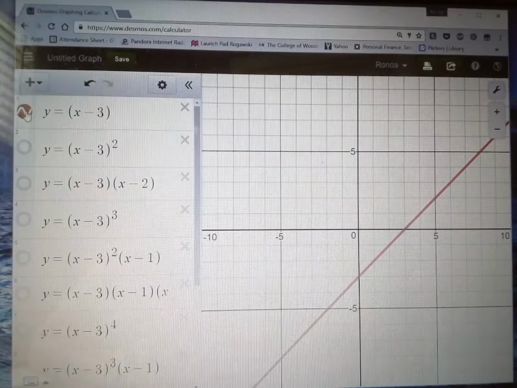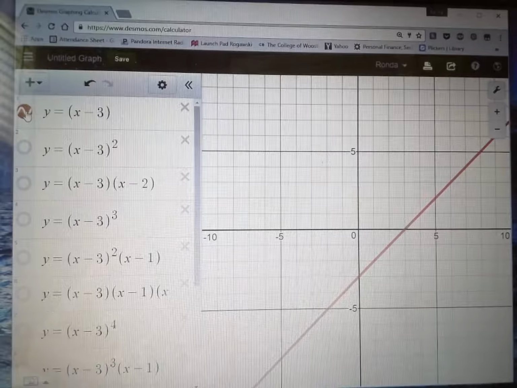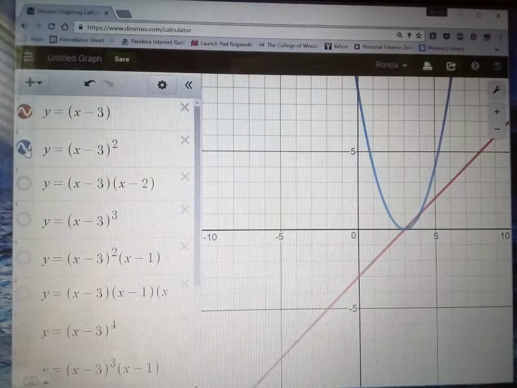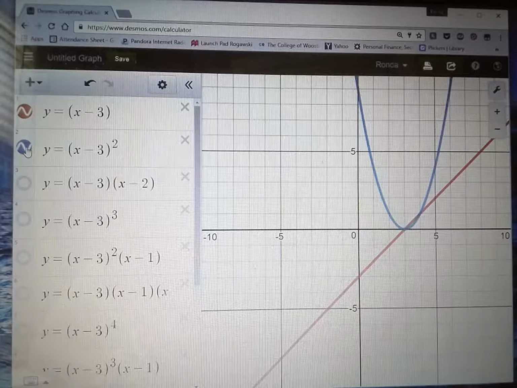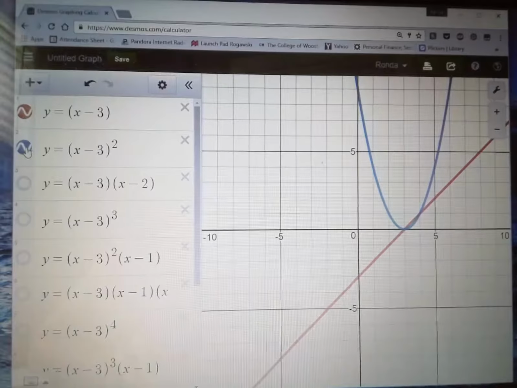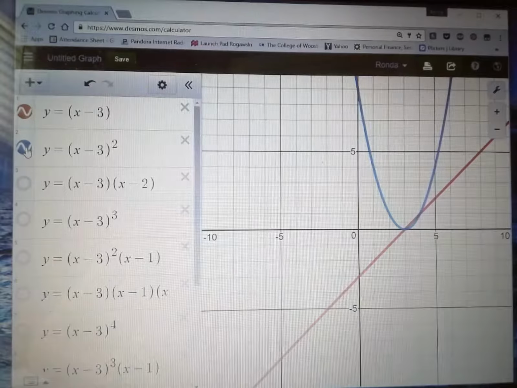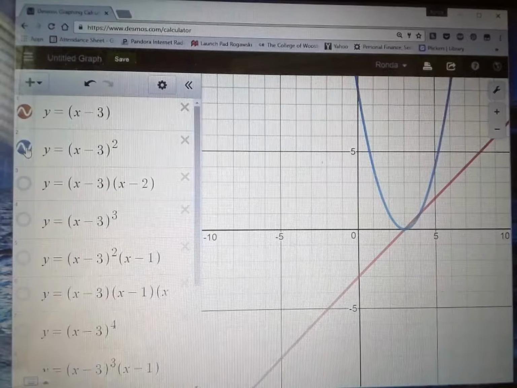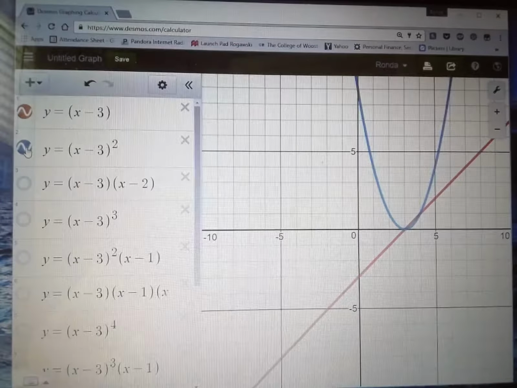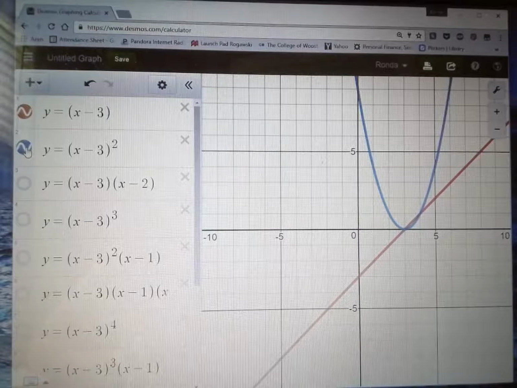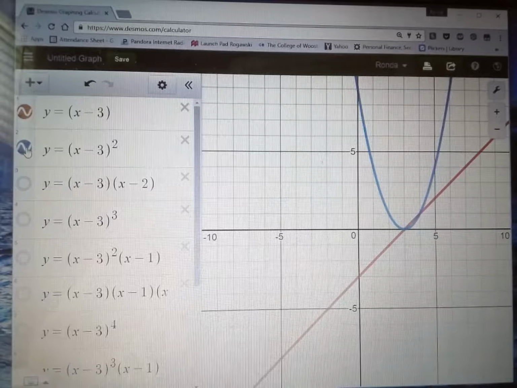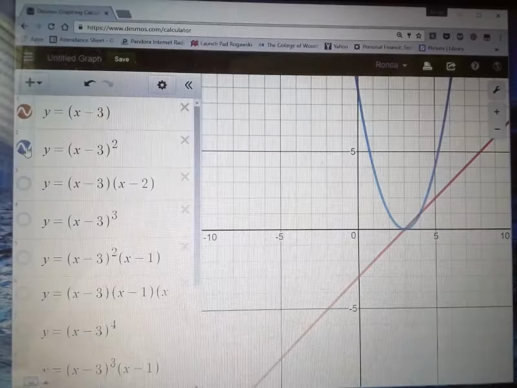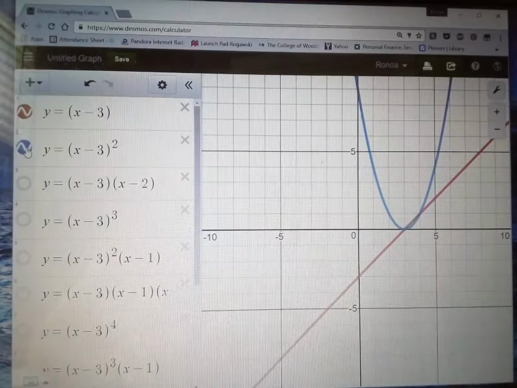I've just got y equals x minus 3, which is a linear function. And also quadratic functions are also polynomials. So some things that make these polynomials is, one, there are no non-integer exponents. What that means is that all of my exponents are positive whole numbers, okay? There's no negative exponents, there's no fractional exponents, so it's all very nice.